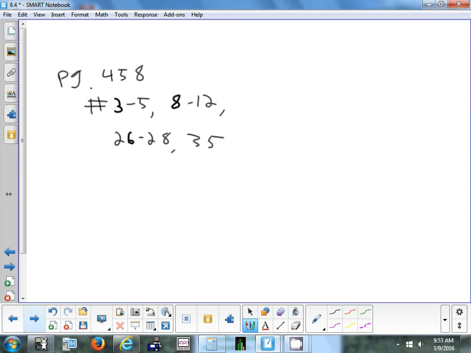All right, so the homework, just a few problems. 3 through 5, 8 through 12, 26 through 28, and 35. Okay, and that's on page 458. All right, so that finishes up everything that we're going to do with complex numbers in trig form. Tomorrow we'll take a look at vectors.